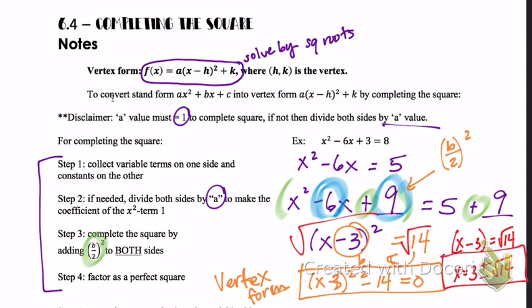Those would be my two roots, if I were solving. Those would be my x-intercepts, or where the quadratic function crosses the x-axis, at 3 plus square root of 14 and 3 minus square root of 14. So these would be the two things I would ask you to solve.